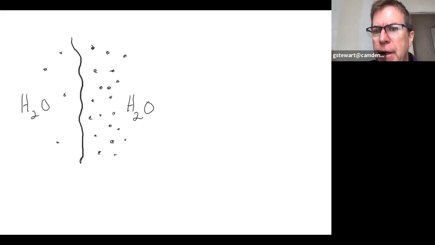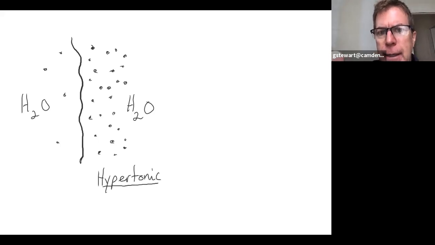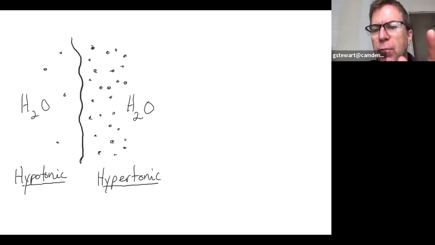So we call this higher concentration side hypertonic. That means there's more things, particles, dissolved in this solution than on the other side. The other side is called hypotonic compared to, so we're just comparing the right from left. The right would be hypertonic compared to the left, and the left would be hypotonic compared to the right. Water or water-based fluids always want to move toward the hypertonic side.